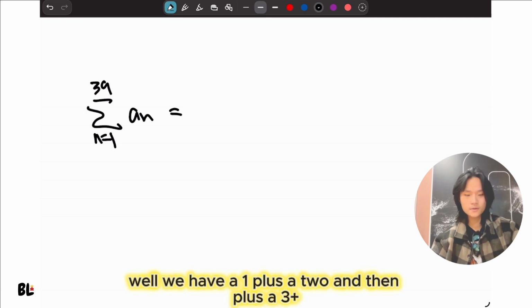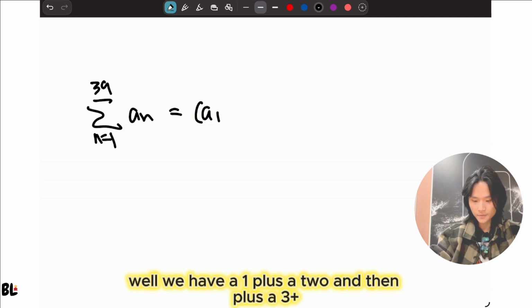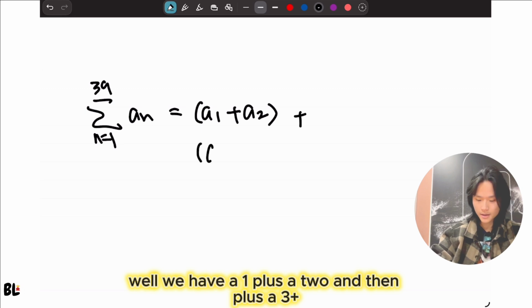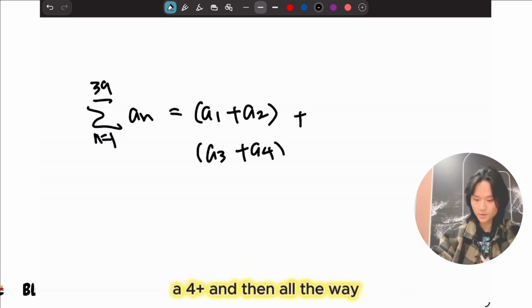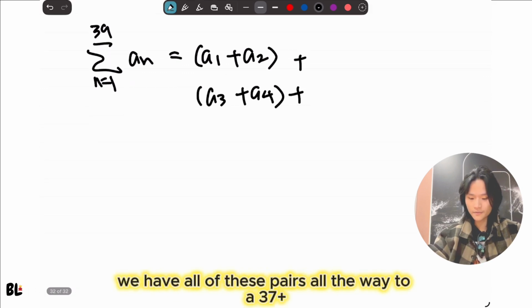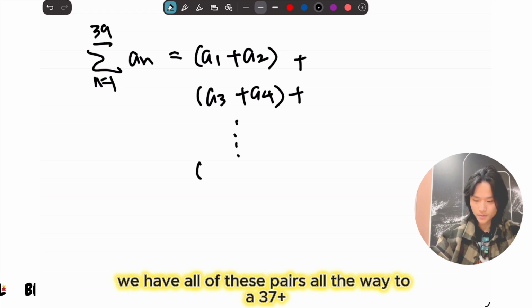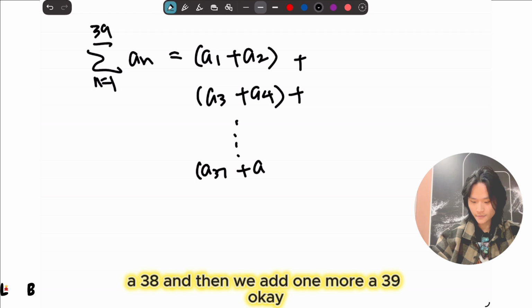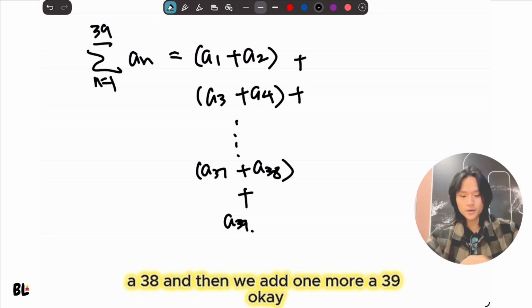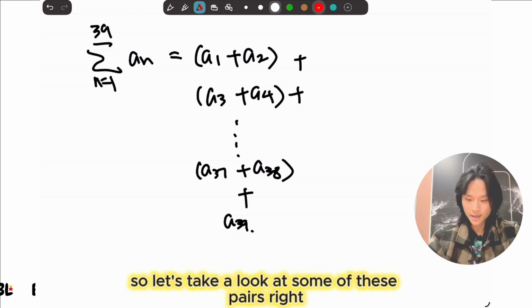So we want to find the sum from n equals 1 to 39 of a_n. So what do we get? Well, we have a_1 plus a_2, and then plus a_3 plus a_4, and then all the way, we have all of these pairs up to a_37 plus a_38. And then we add one more, a_39.